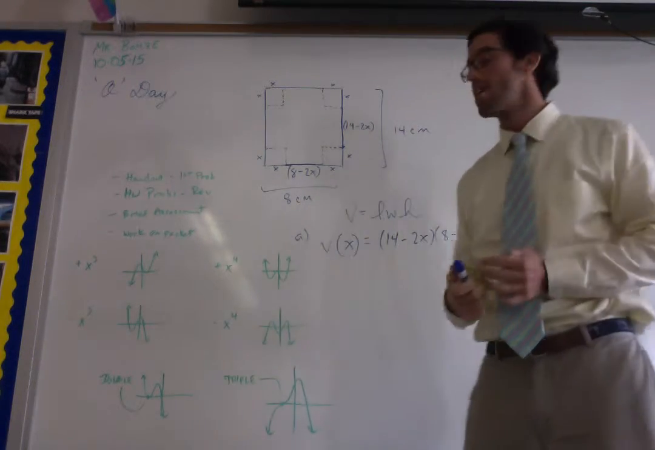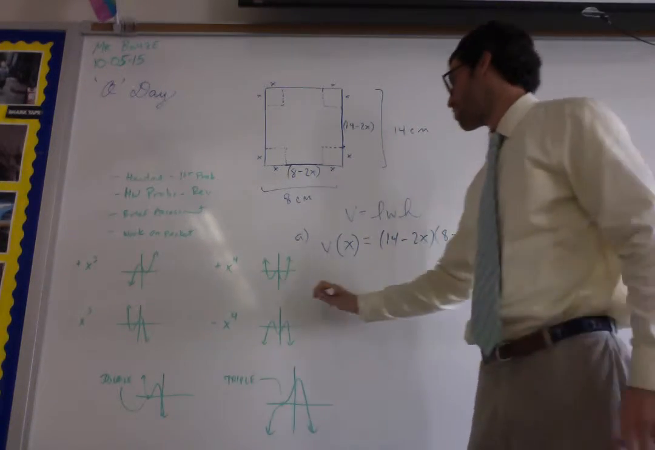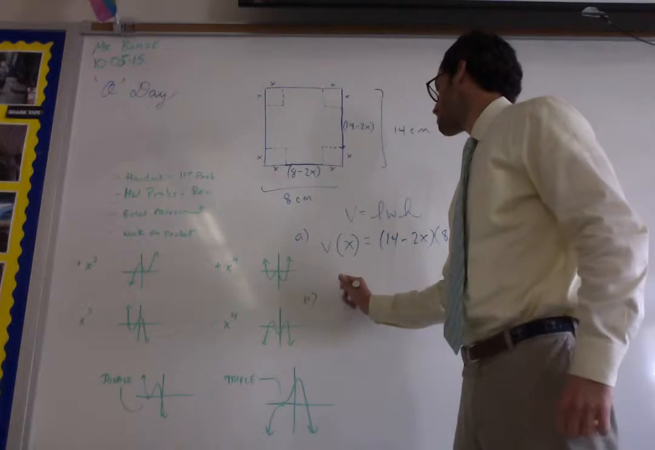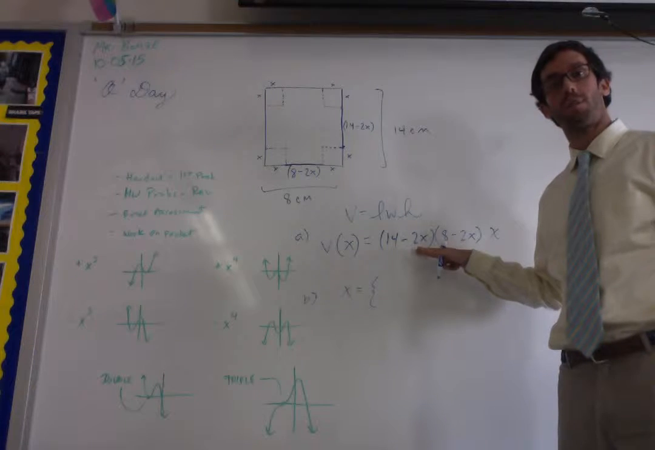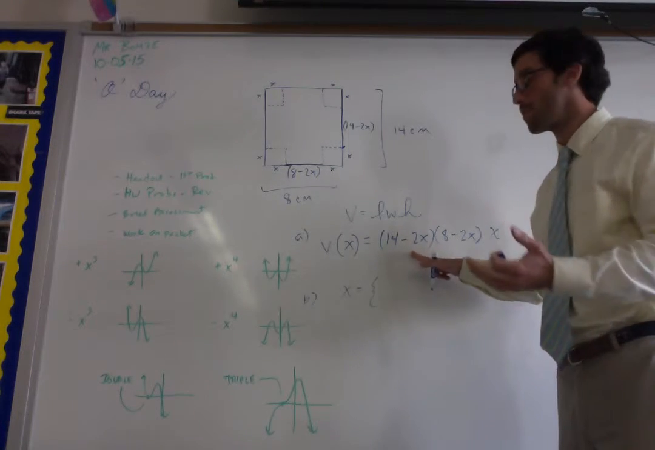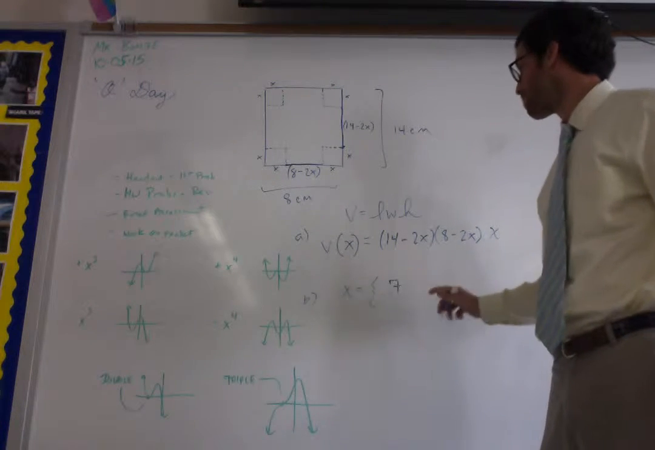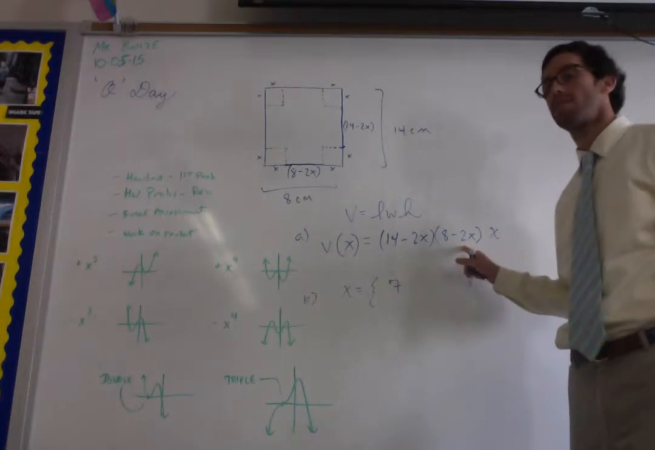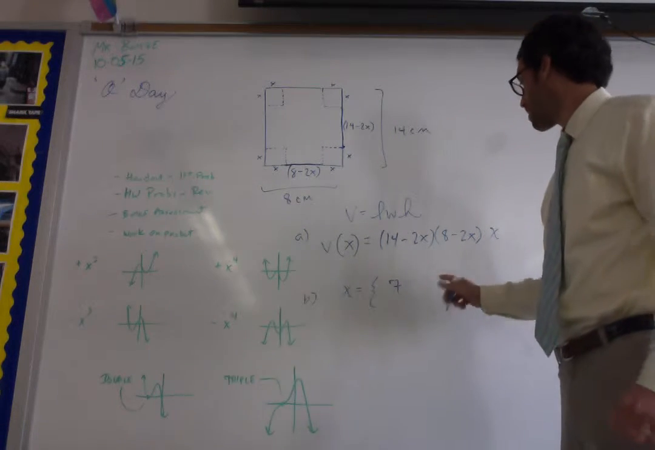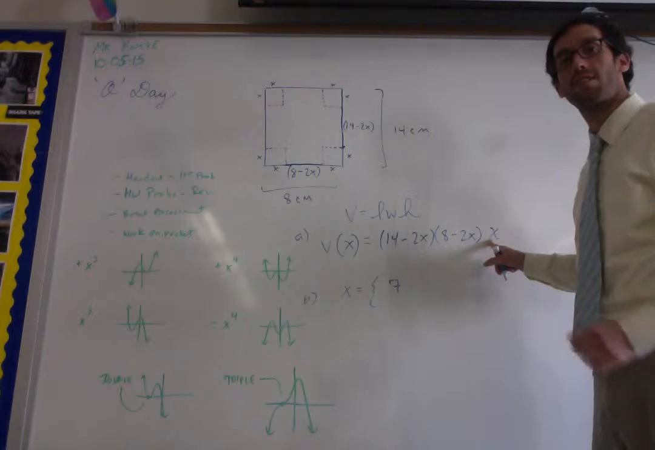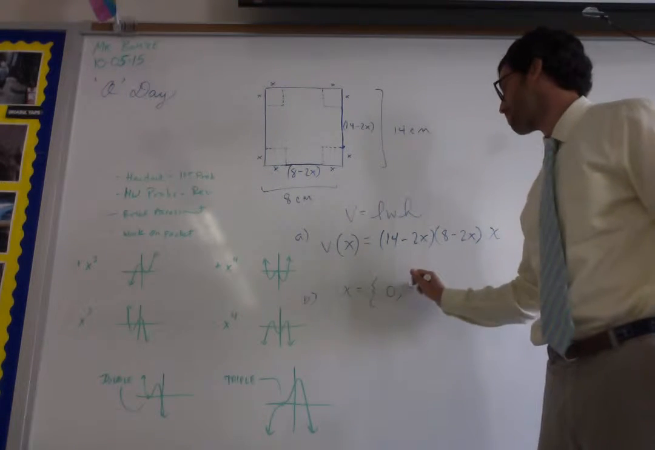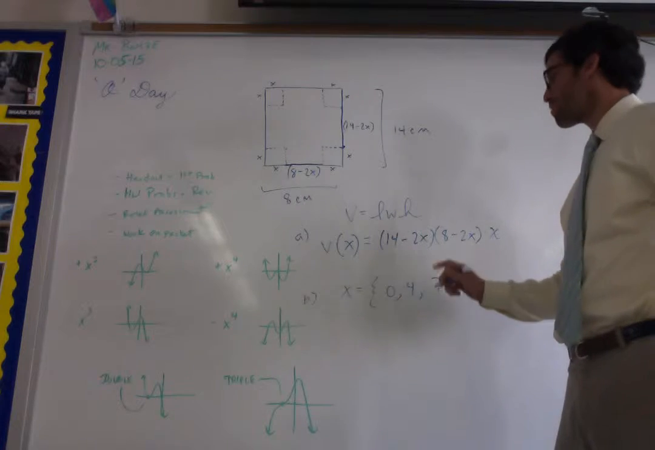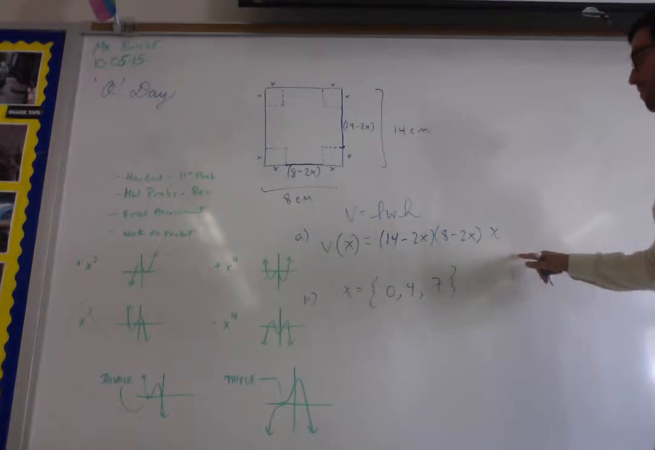The way you find that is by finding the roots, first of all. So for part B, you want to list the roots. If 14 minus 2x is a factor, we would set that to 0 and solve it, and we get 7 is a root. If 8 minus 2x is set to 0, we get that 4 is a root. And the last one, of course, if x is a factor, 0 is a root. So let's write these in order. 0, 4, and 7 are the three roots of this volume function.